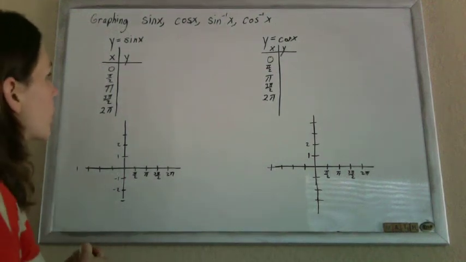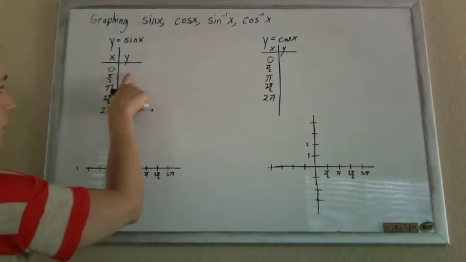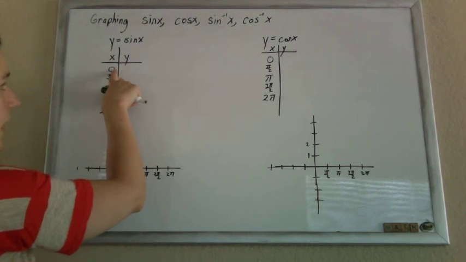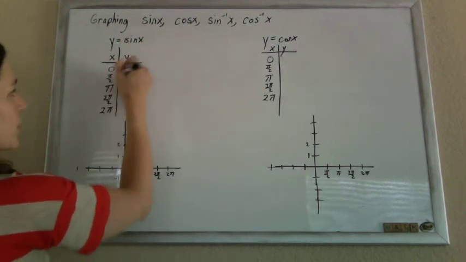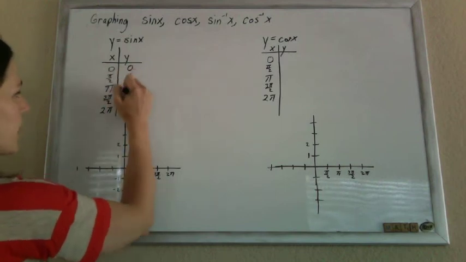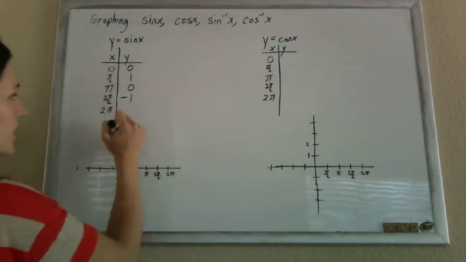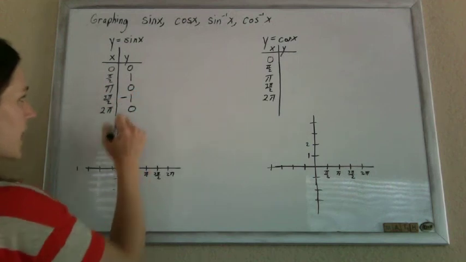Okay. So we're going to make an xy chart first. Plugging in values for x, the sine of 0 is 0. The sine of pi halves is 1. Sine of pi, back to 0. Sine of 3 pi halves, negative 1. Sine of 2 pi, back to 0.